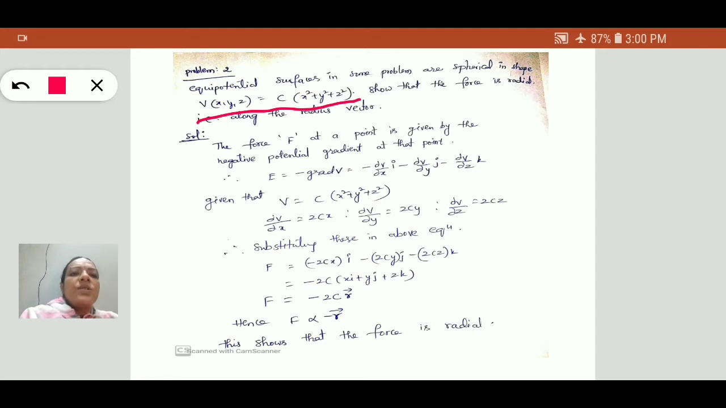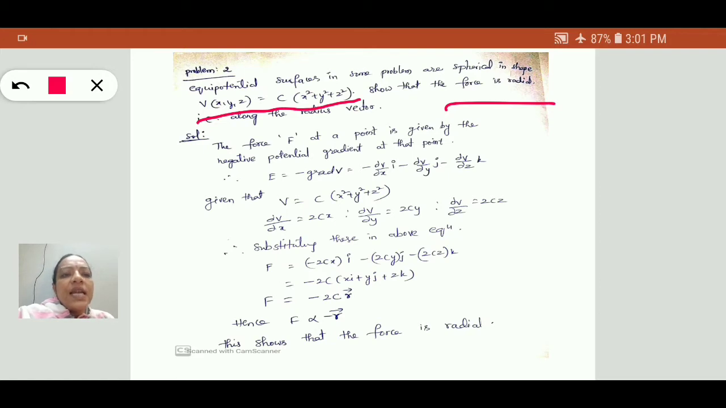Show that the force is radial, that means along the radius vector. So this is the problem. First step, how to solve this problem? He is giving an equipotential surface and asking to show the force. Force is nothing but, from the potential function we can calculate the electric field intensity, that is the force acting on a unit positive charge.